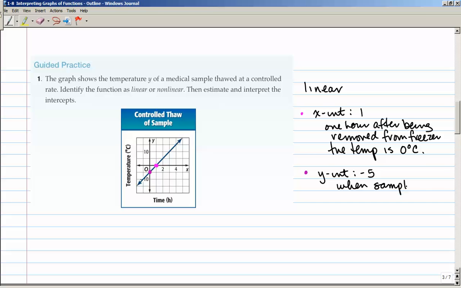So when the sample was removed from the freezer, the temperature is -5 degrees Celsius, because at that point time is 0 and the temperature is -5. And I just want to make a comment about this graph. It's kind of silly that it goes this way, because we don't usually talk about negative time. So I wouldn't pay too much attention to that part of the graph right there.